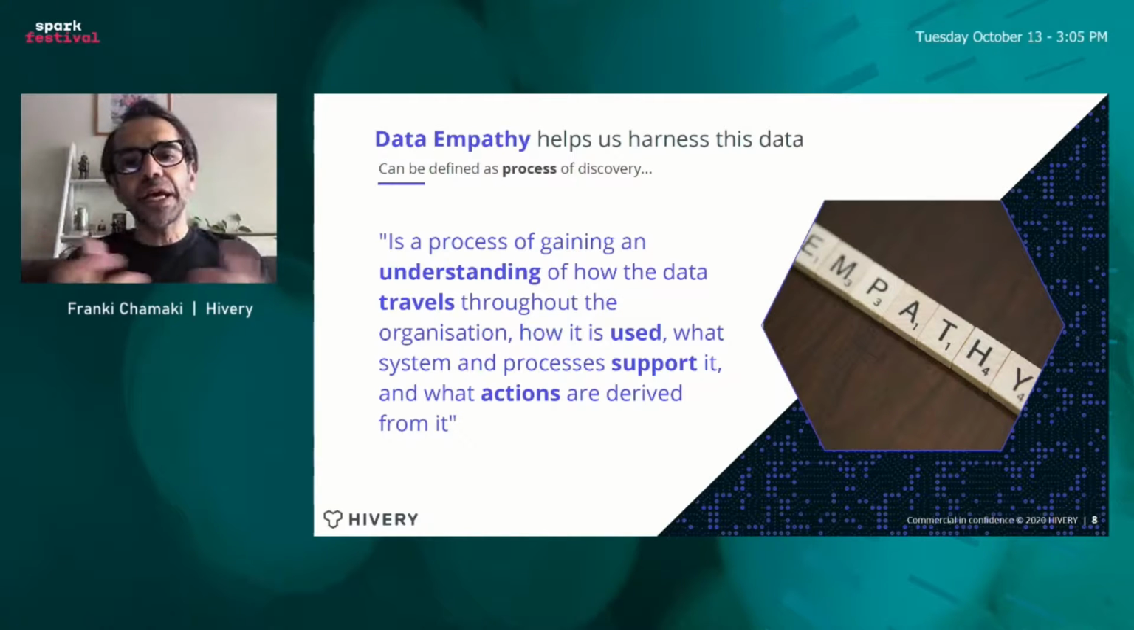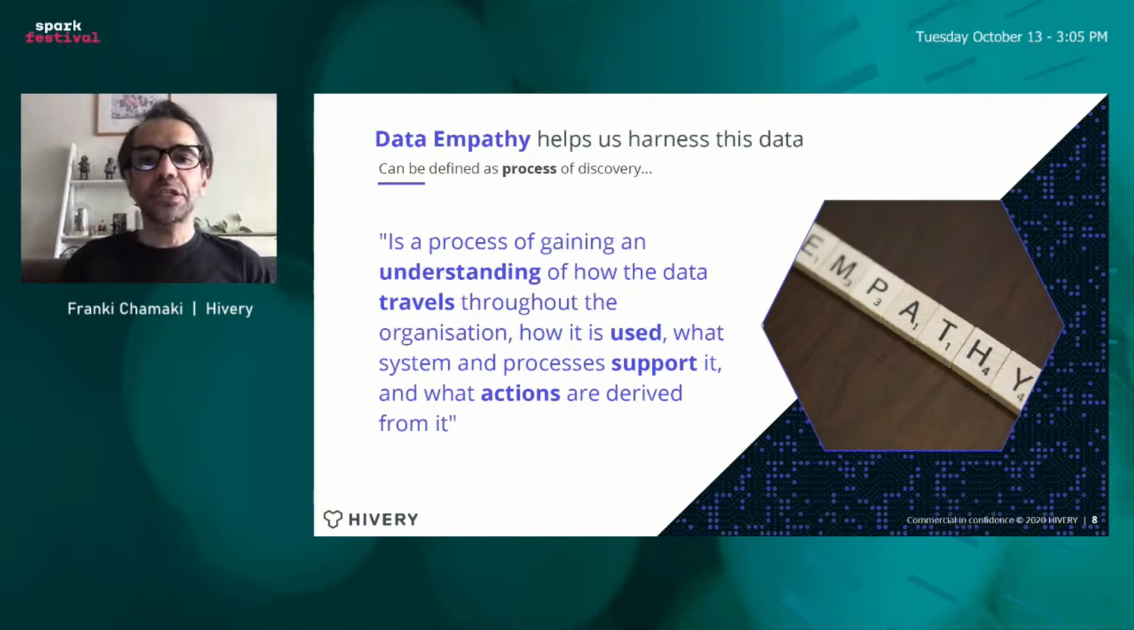So I defined it, and there's a definition right here on the screen. Data empathy is a process of gaining an understanding of how data travels through any organization, private or non-profit, that really doesn't matter. We're talking about data and how it travels through the systems, how the data is actually being used, and what systems and processes support it.